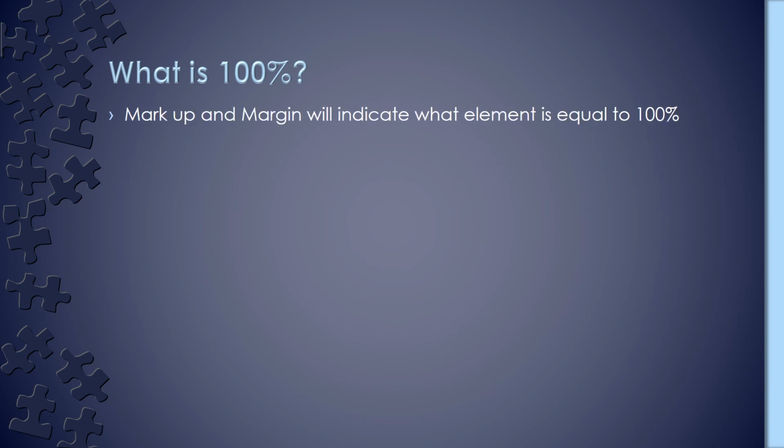So markup and margin will indicate what element is equal to 100%. It sounds a little bit confusing to start with, but we're going to work through a couple of examples in a second, which will hopefully make it a bit clearer for you. So starting with markup. Markup means that it's the cost of sales figure that equals 100%. So going back to what we started with in the beginning, how to identify markup and margin and what figure to use, this is where we can easily apply that to understand what makes up 100%.